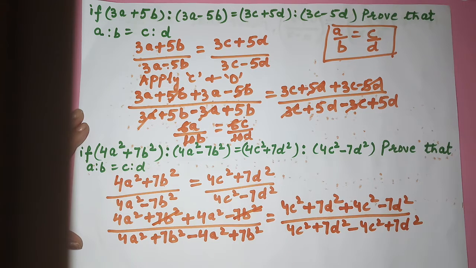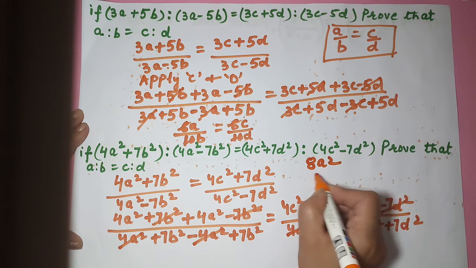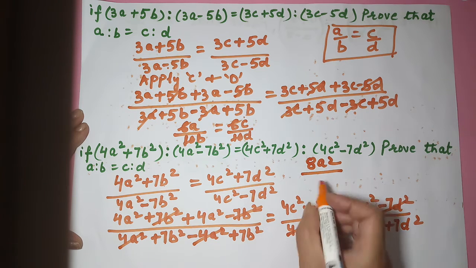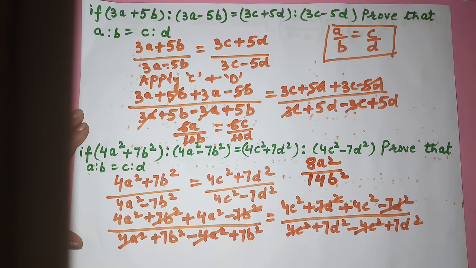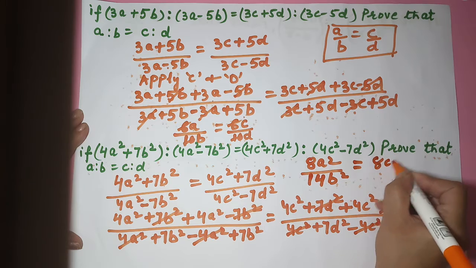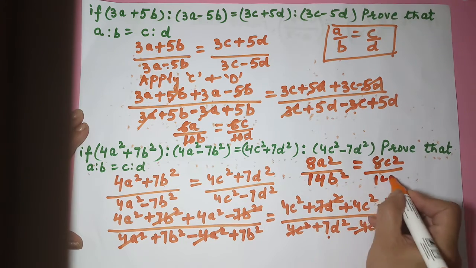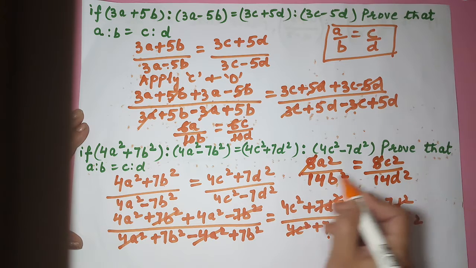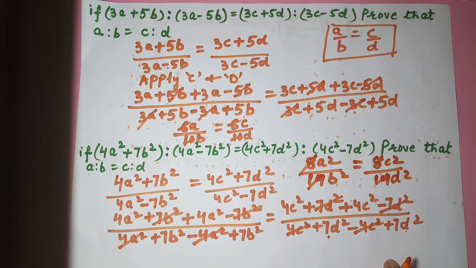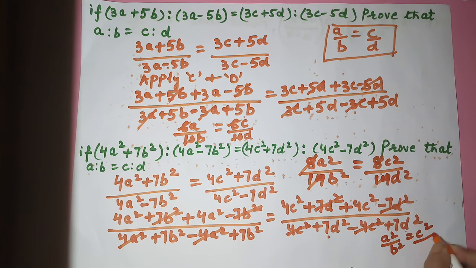So 7b square will go, 4a square will go. Here 7d square will go, 4c square will go. We are left with 4a square plus 4a square. How much is that? 8a square upon 7b square plus 7b square is 14b square is equal to, this side, 4c square plus 4c square is 8c square upon 14d square. So 8 and 8 will go, 14 and 14 will go. Now you are left with a square upon b square is equal to c square upon d square.